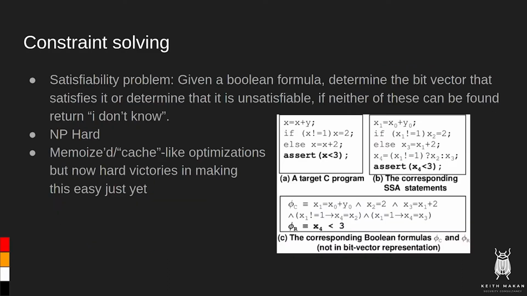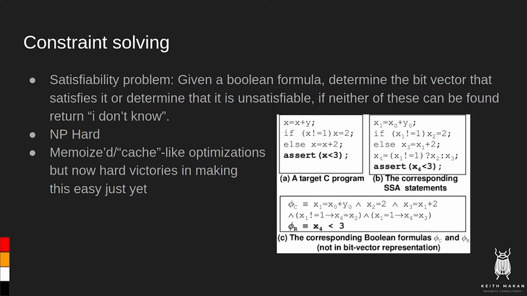And if you don't know what constraint solving is, here's a quick crash course. It's a reference to the Boolean satisfiability problem in computer science, which is basically: given a formula of Boolean variables, ANDs, ORs, XORs and all these Boolean operations, can you work out the vector of bits that will evaluate it to true?